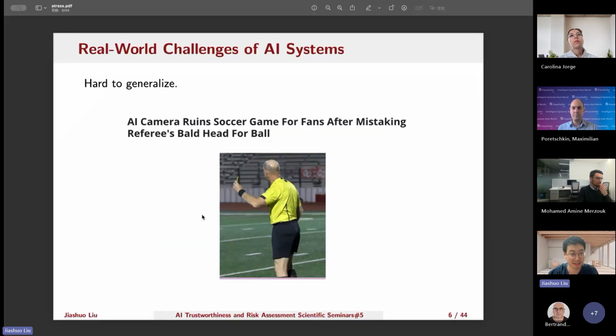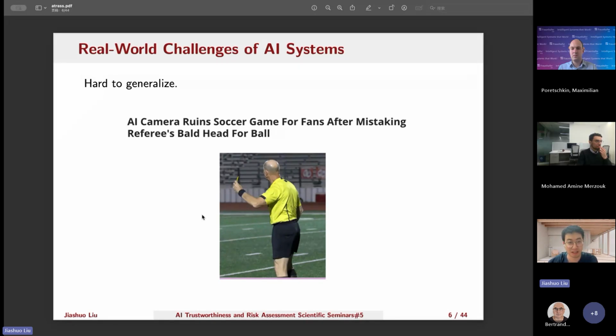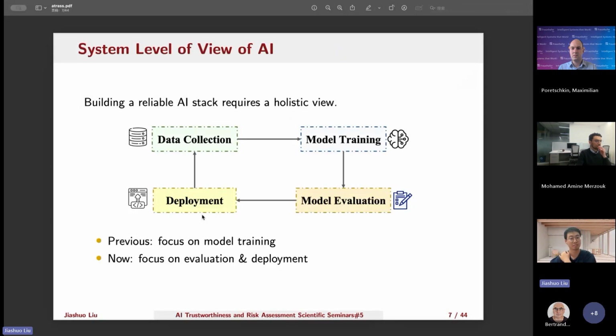And here's another example where an AI camera ruins the soccer game for fans after mistaking the referee's bald head for the real football. It kept tracking the referee rather than the football, and so it may do some harm to the game. These examples show that there are many real-world challenges for AI systems in practice.